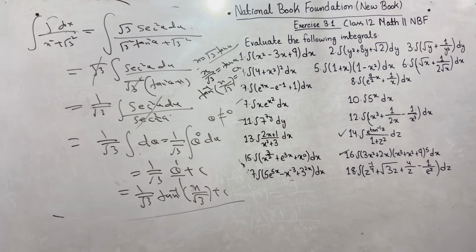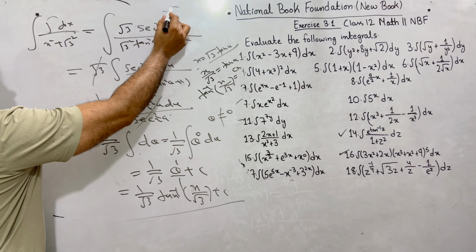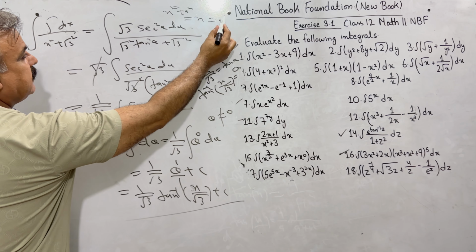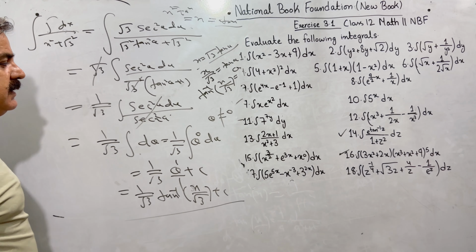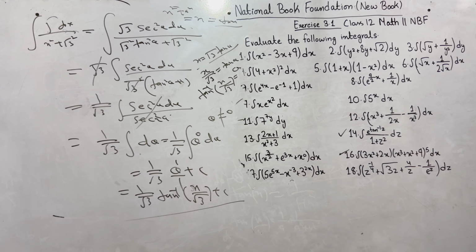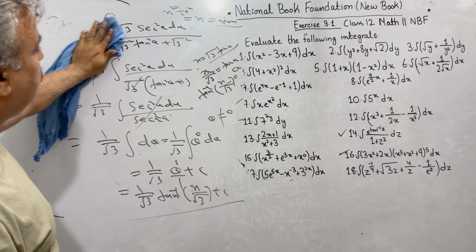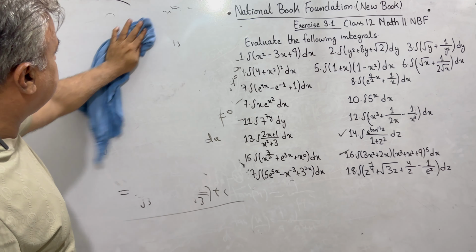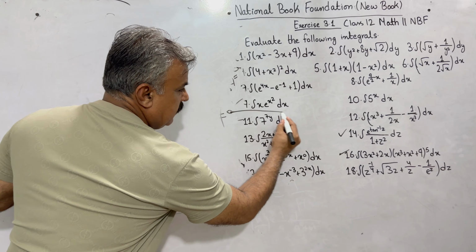That is the magic substitution when we apply it in upcoming exercises with x square plus a square. The supposition is x is equal to a tan theta. Question number 13 is done. Moving on. Question number 14 is also a good one. It is linked with this one.